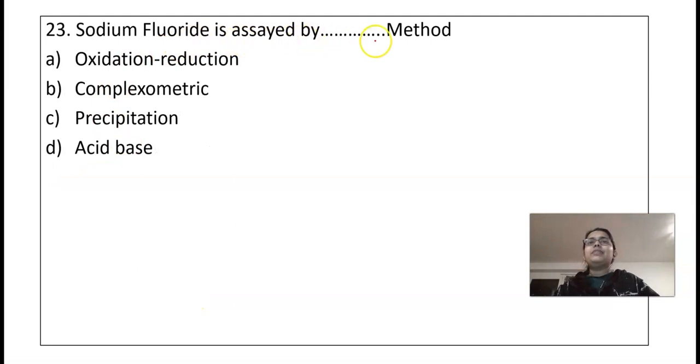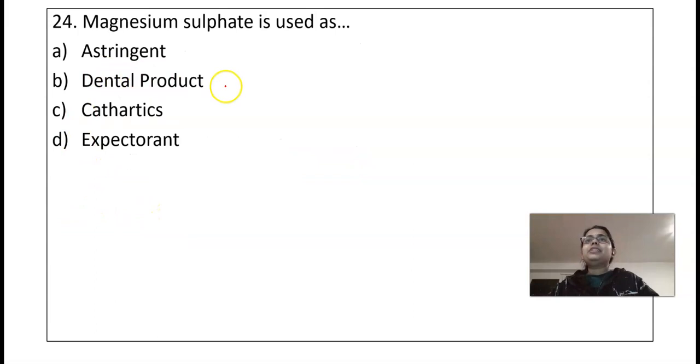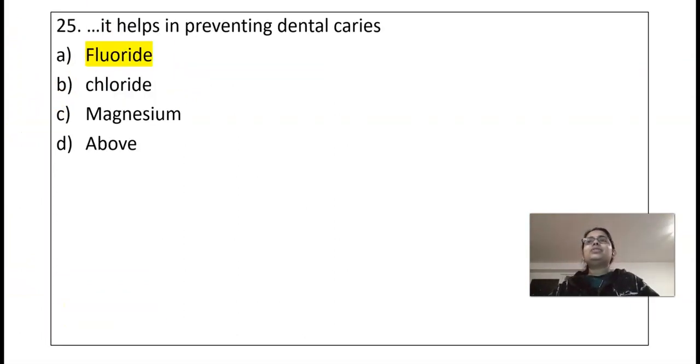Sodium fluoride is assayed by which method? NaF. This is very important. Sodium fluoride is assayed by which method? Oxidation, reduction, complexometry, precipitation, acid base. The correct answer is precipitation. Then magnesium sulfate, MgSO4, is used as a cathartic.